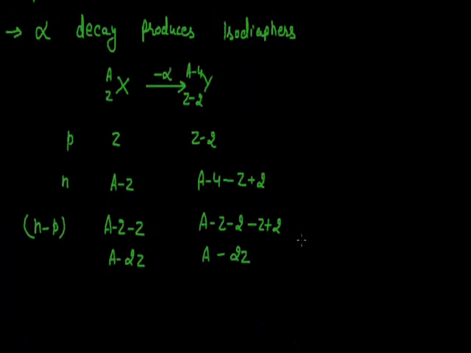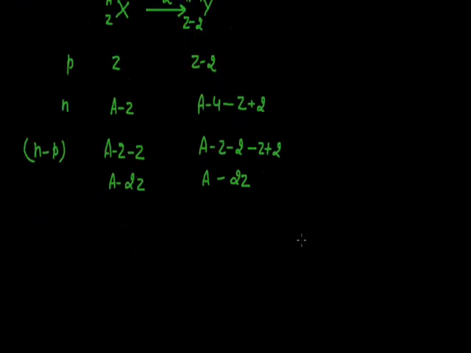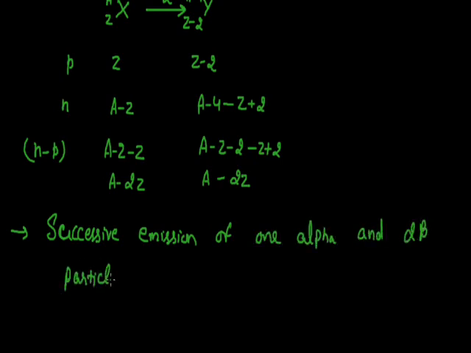So the third conclusion that we can draw from this question is successive emission of one alpha and two beta particles results in isotopes, and this thing we have proved in the previous question. So this is the very first type of question that can be asked here.